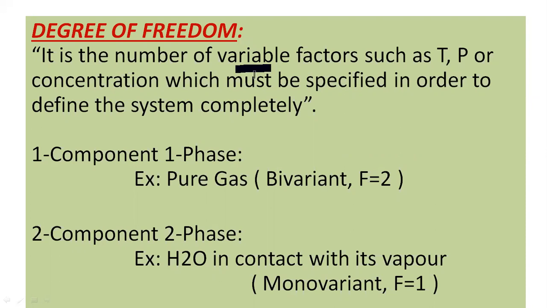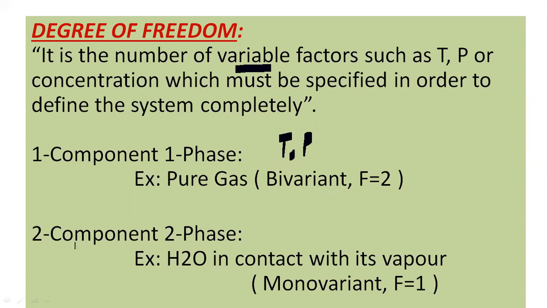To get more clarification, we'll take one example, a one component, one phase system. Under this, we'll take the specific example of a pure gas. Already we know the vapor state depends on two variable factors, temperature and pressure. As it depends on two variable factors, it is called a bivariant system, and here the degrees of freedom is equal to 2. F is equal to 2.